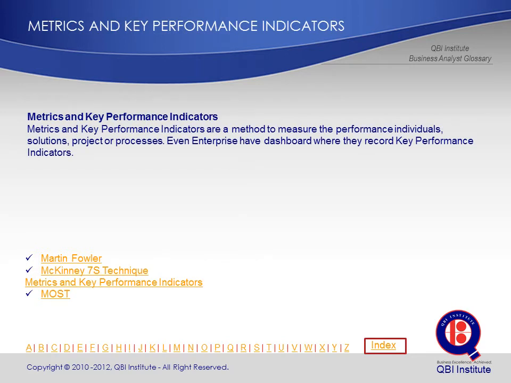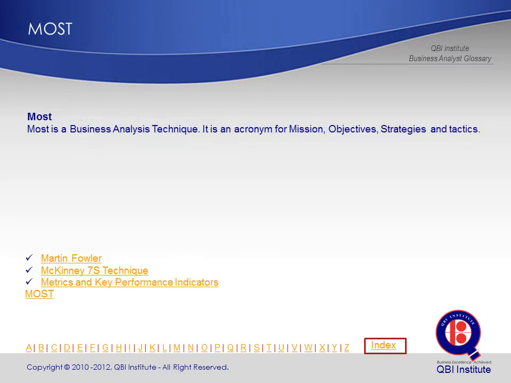Metrics and key performance indicators. Metrics and key performance indicators are a method to measure the performance of individuals, solutions, projects or processes. Even enterprises have dashboards where they record key performance indicators. MOST. MOST is a business analysis technique. It is an acronym for mission, objectives, strategies and tactics.